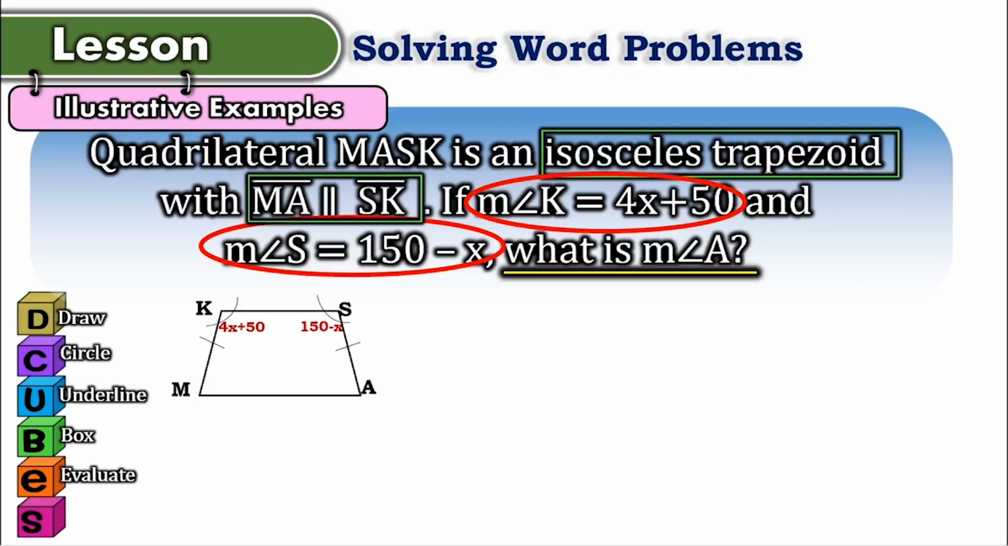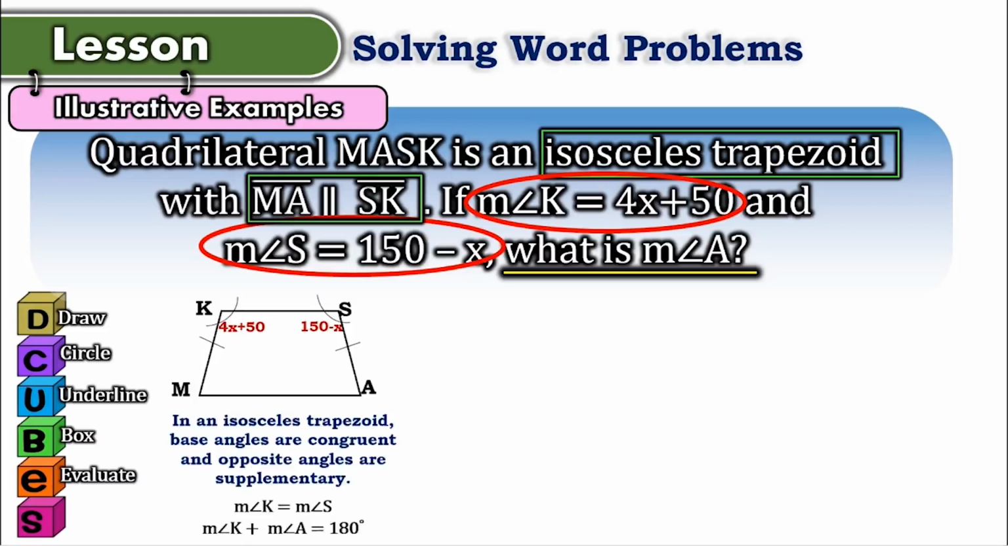We can also recall that in an isosceles trapezoid, base angles are congruent and opposite angles are supplementary. Thus, the measure of angle K is equal to the measure of angle S, and the measure of angle K plus the measure of angle A is equal to 180 degrees. We will use these two concepts to solve the problem.